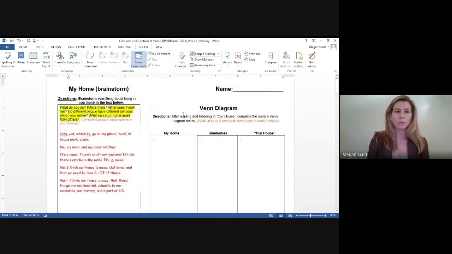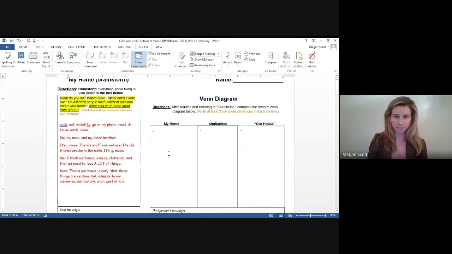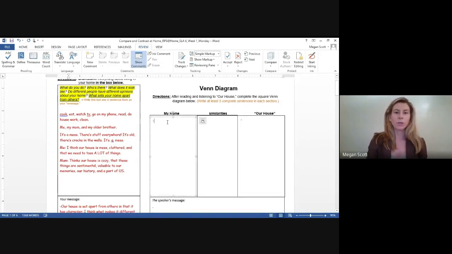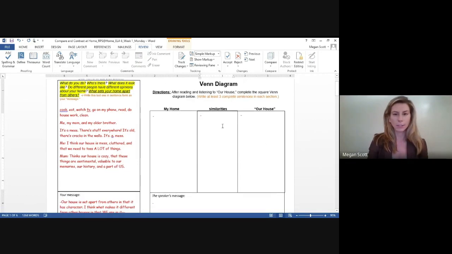At the top of your worksheet, I'd like you to complete this Venn diagram. It's not circles, it's squares, but it's the same function. So I want you to try to write at least 3 complete sentences in each section. You're going to be comparing what you wrote about your home and the poem Our House. The differences will go on the outer boxes, and the similarities will go in the center.